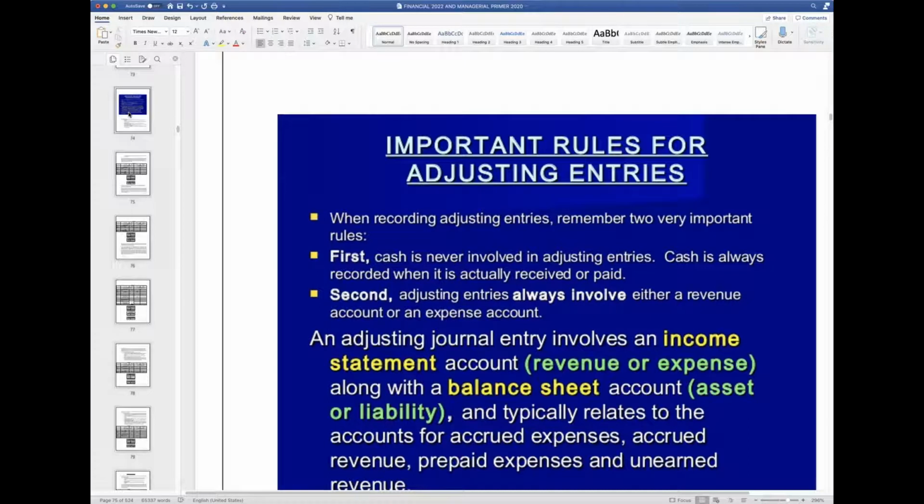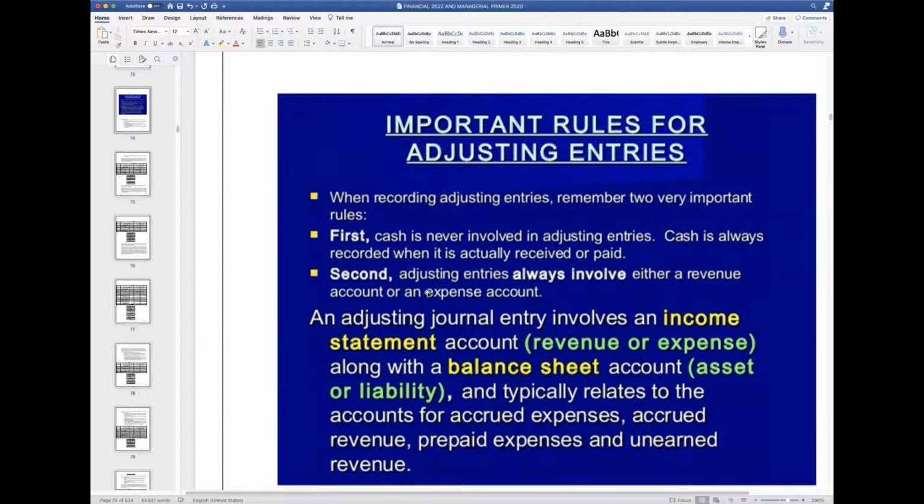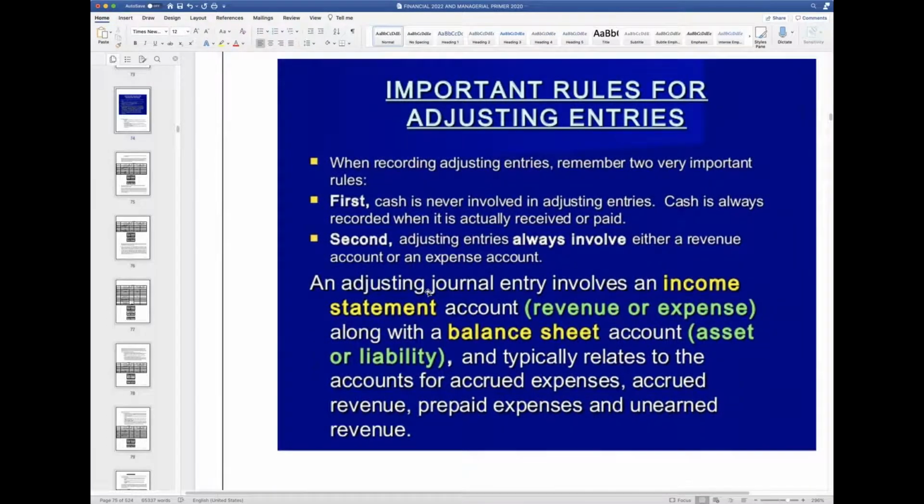Important rules for adjusting entries. They are journal entries. They require a debit and a credit. Cash is never in the adjusting entry. It may be in a preceding entry, a secondary entry, but it's never in the adjusting entry. Secondly, an adjusting entry is always going to involve an income statement account and a balance sheet account. It's always going to involve some combination of the two, but never cash.